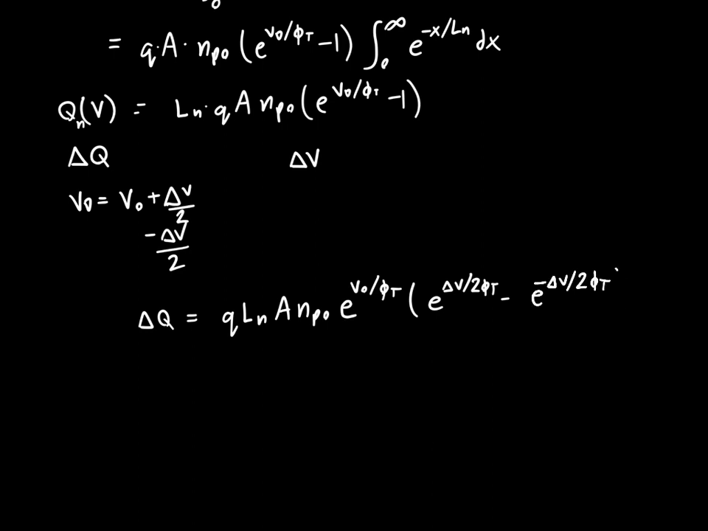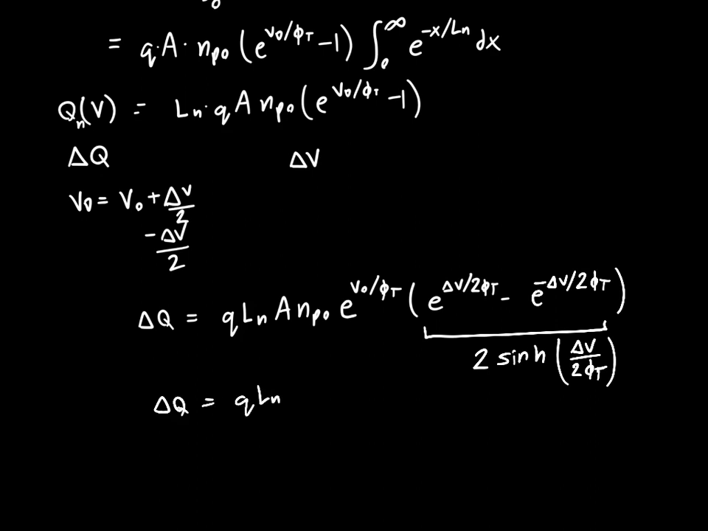e to the minus delta v over 2 phi t. And you might notice that this is just our old friend sinh. So we can write it like that just to make it look a little prettier. Instead of having to deal with two exponentials, we can just write it as a sinh. So our delta q then is q ln a np naught, so many constants, e to the v naught over phi t times 2 sinh of delta v over 2 phi t.